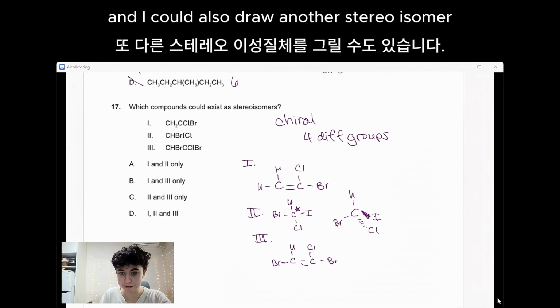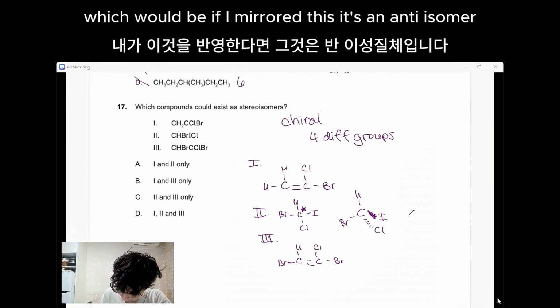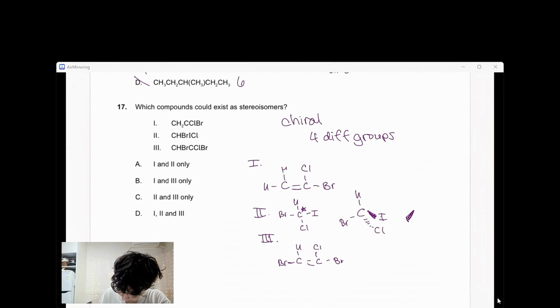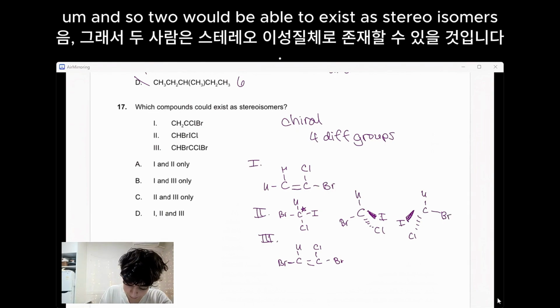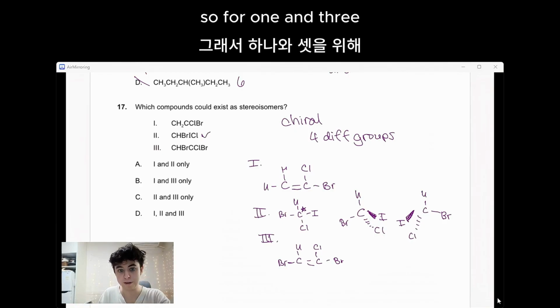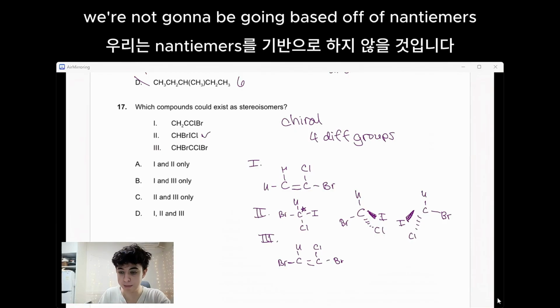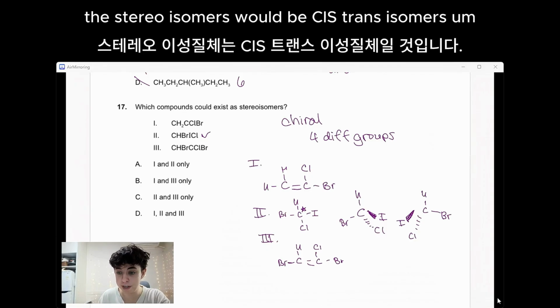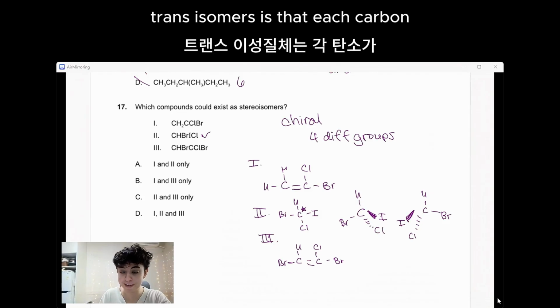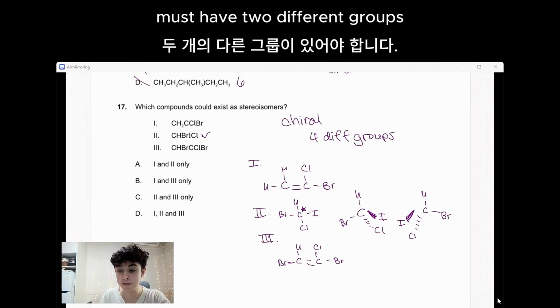And I could also draw another stereoisomer, which would be, if I mirrored this, an enantiomer. Those would be 2 different stereoisomers, okay? And so 2 would be able to exist as a stereoisomer. So for 1 and 3, we're not going to be going based off of enantiomers. For alkenes, the stereoisomers would be cis-trans isomers. And the requirement for cis-trans isomers is that each carbon must have 2 different groups.